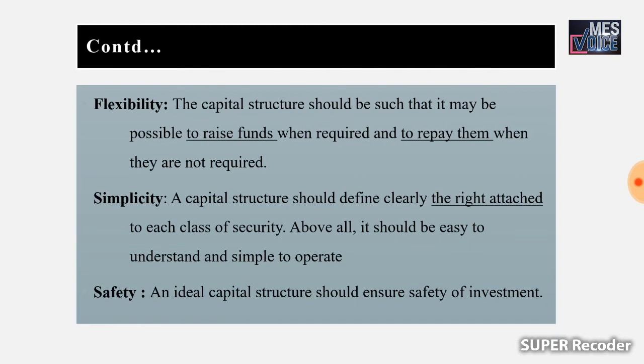Then what is simplicity? Simplicity is the right attached to each class. The capital structure should define the rights attached to each class of security. We know the rights of preference shareholders, equity shareholders and debenture holders are different. So, it should clearly define them. Another is safety. It must ensure the safety of investments.